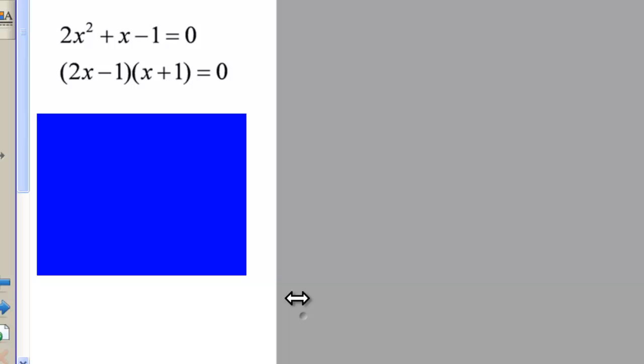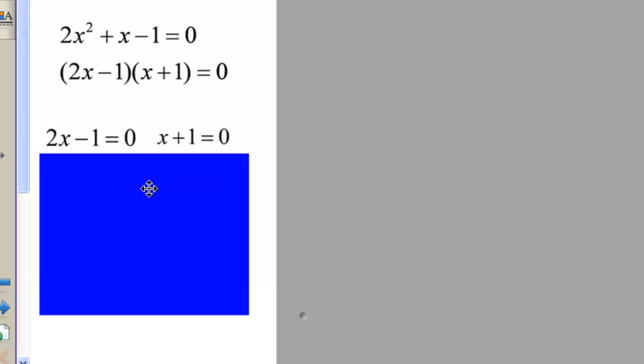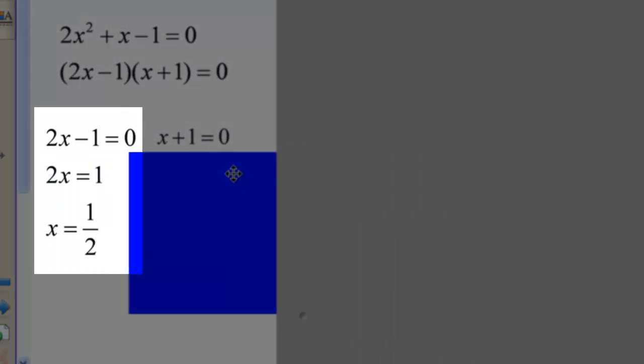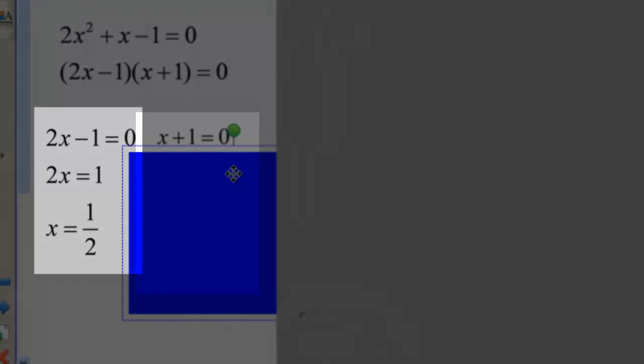So I have 2x squared plus x minus 1 equals 0. There's no GCFs, and this is going to factor from the trinomial into two linear factors, 2x minus 1 and x plus 1. If I use the zero product property and set each of those factors equal to 0, I would yield 2x minus 1 equals 0 and x plus 1 equals 0.